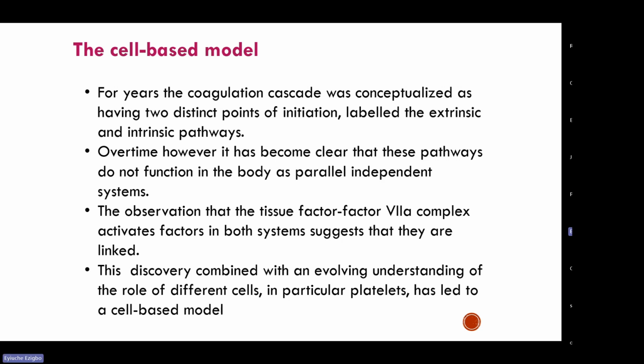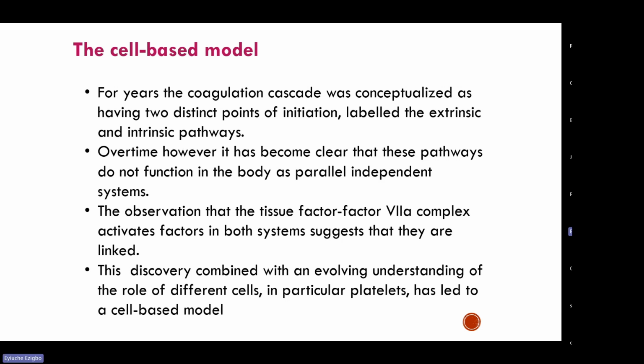So that's what led them to say that over time it became clear that the two pathways do not function in the body as parallel independent systems, so they overlap in their function. Deficiency in one pathway can affect the whole system of coagulation without the other pathway compensating for it, although they were described as intrinsic and extrinsic pathways. So that was the first observation.